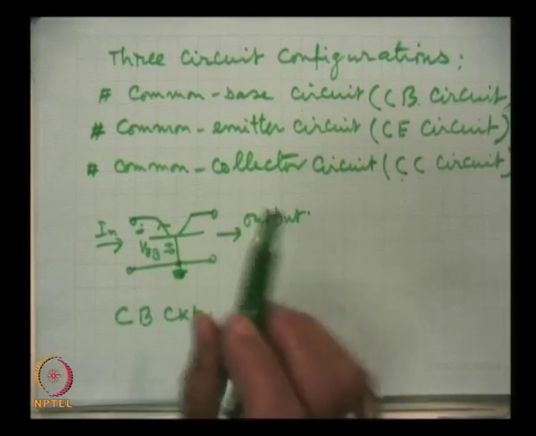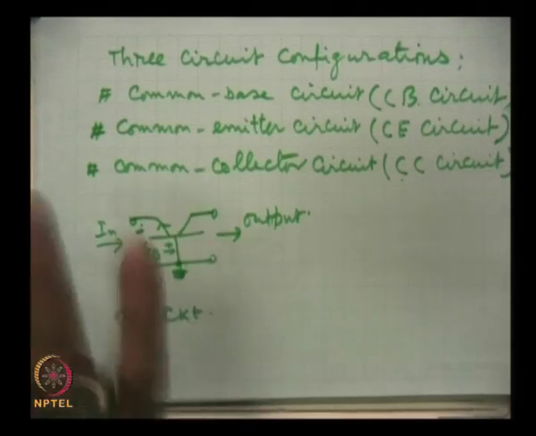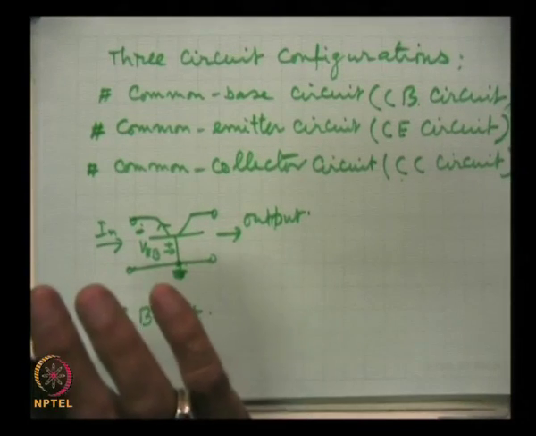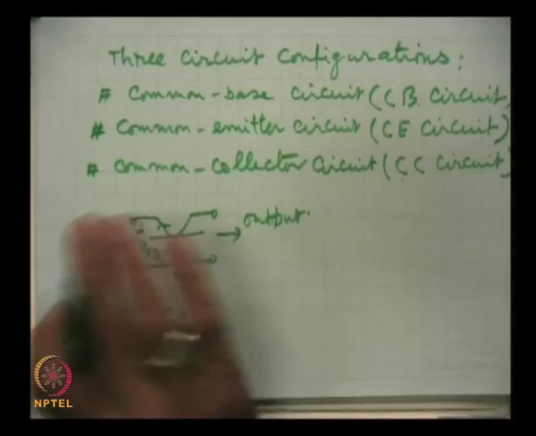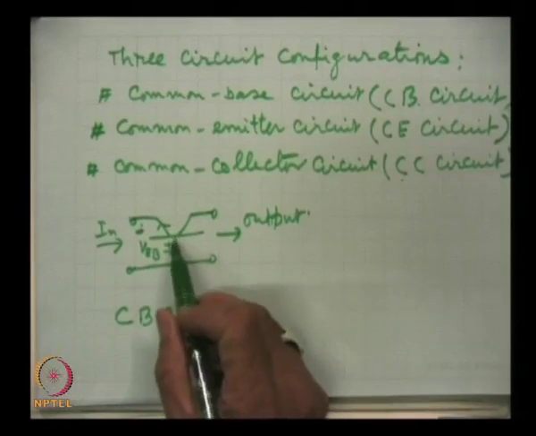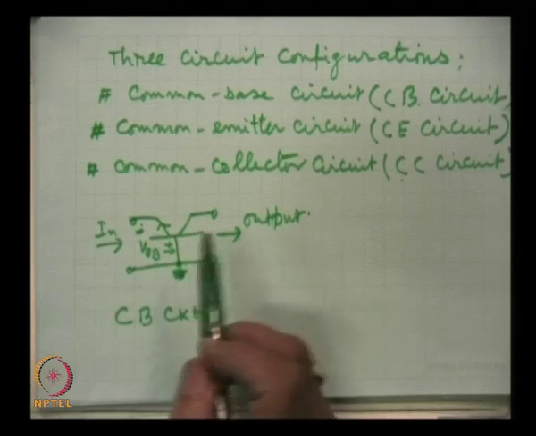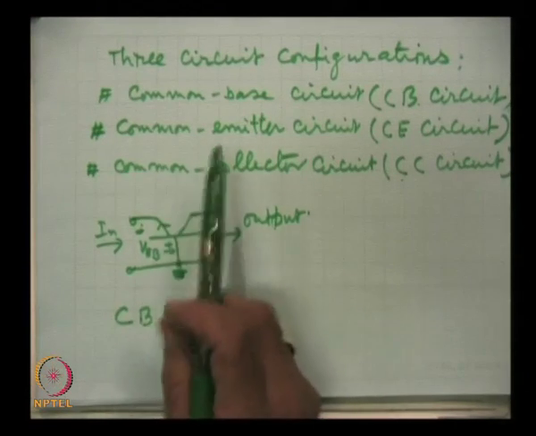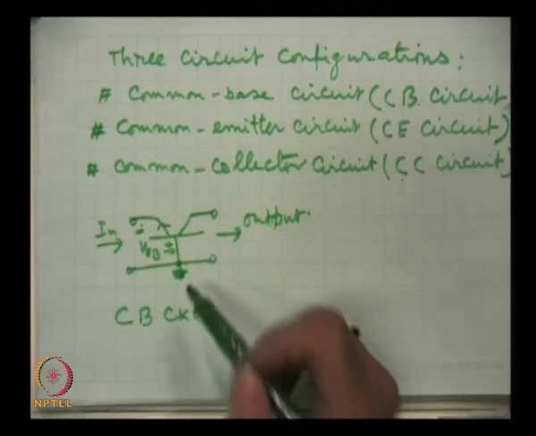This is for NPN. For PNP, as we have just compared, all the directions of currents will be reversed. In the PNP case, the batteries have to be put in the reverse direction. So, that is it. Now, again we have come back to NPN transistor. The base is common to input and output, and hence this is called common base circuit.